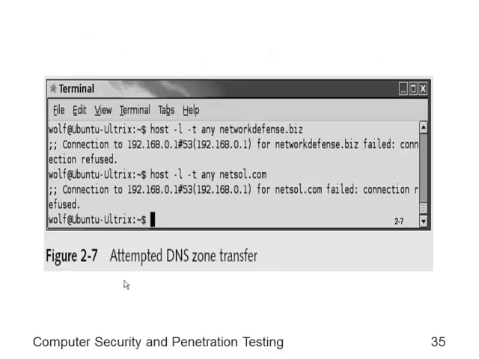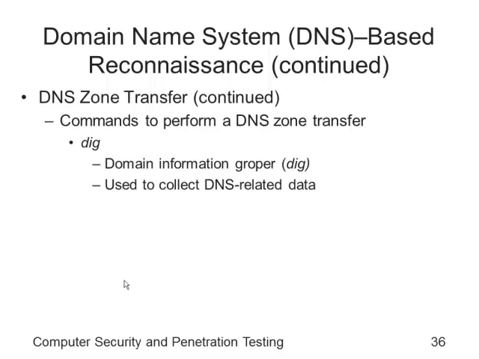Here's what they're trying to do, a zone transfer. Normally they don't work. But dig is what's used now. It says domain information groper is used for grabbing information as well. So there's a lot of these, and we'll play with some of these tools throughout this course.